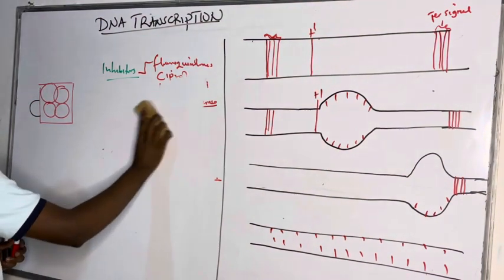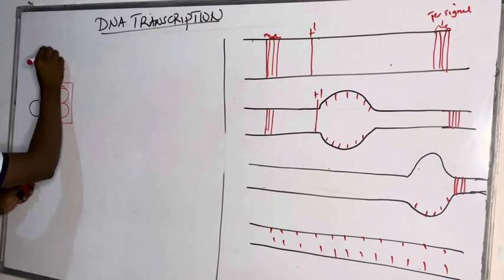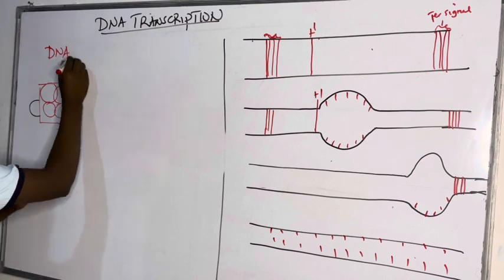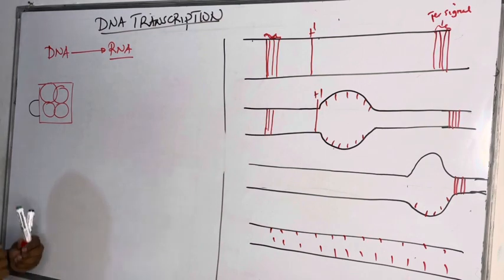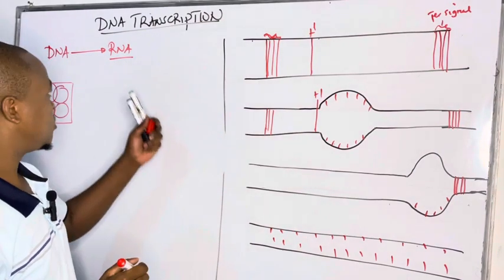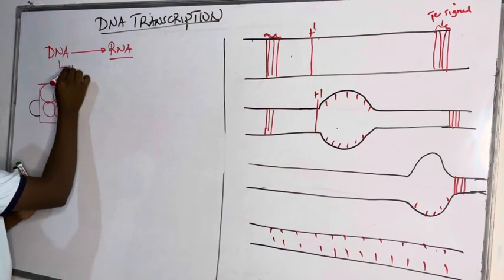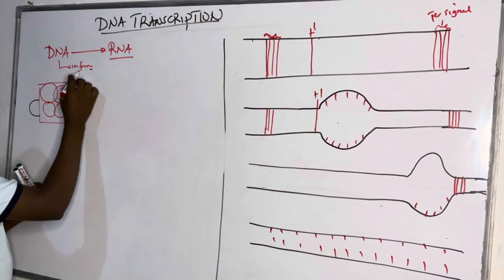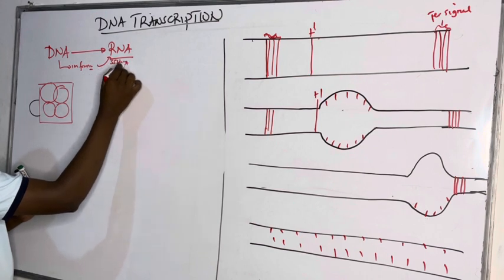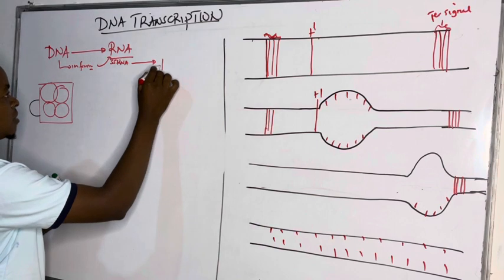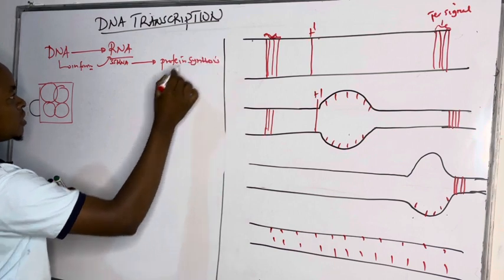In DNA transcription, we want to see how, when we have a double-stranded DNA, we use it to form RNA. So we are forming single-stranded RNA from double-stranded DNA. We are copying information from double-stranded DNA and putting it into a single-stranded RNA, to be used as a precursor or to direct protein synthesis. This is what we call transcription.